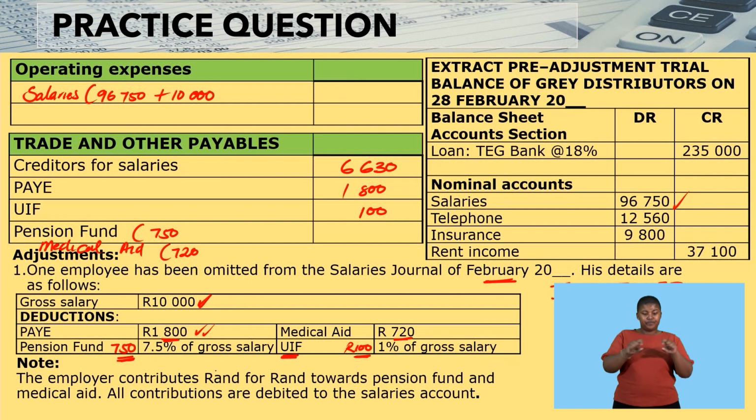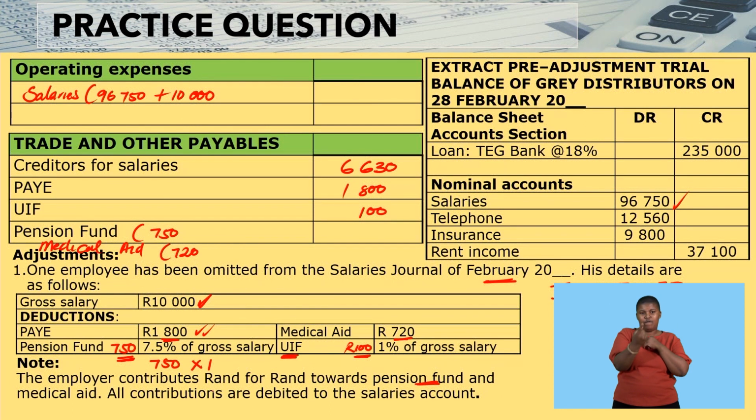It says the employer contributes rand for rand towards the pension fund. So on the pension fund, we're going to have contributions, rand for rand. That means we take the 750 and multiply it by 1 rand. So the employer is going to contribute 750.